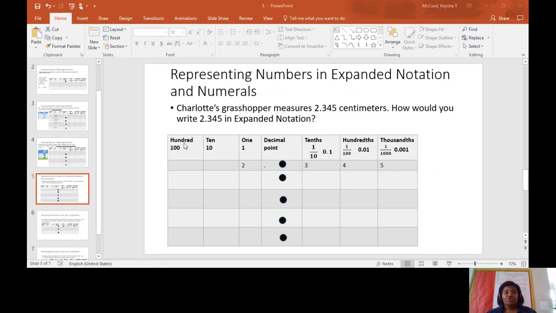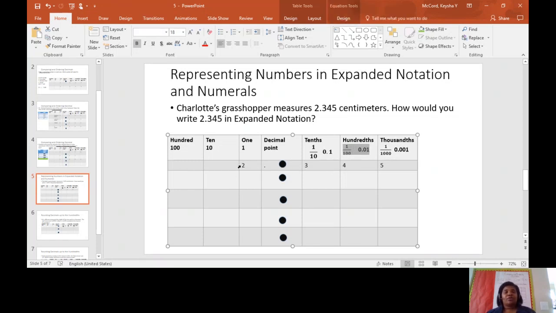Before we start writing, I want you to notice something that I have here. I have written the value of each place value, okay? This is going to be very important and very helpful when I write my answers, okay? When I write my number in expanded notation, these are going to be big helpers, okay?